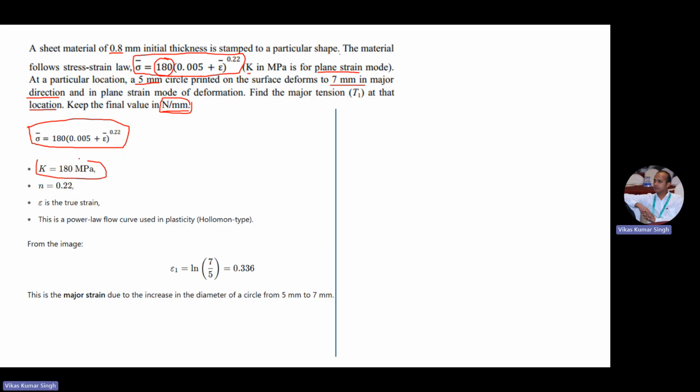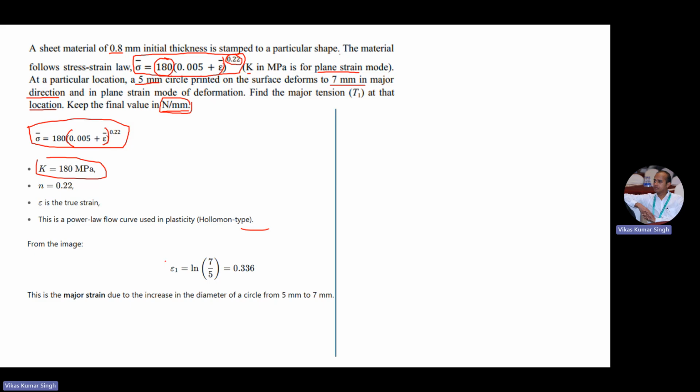So K is 180 MPa. N is also given. This is not minus 0.22. It's epsilon bar and the whole thing to the power n, like this. So don't get confused. n equals 0.22 and epsilon is the true strain. This power law follows this form. This is from the book's theory chapter.